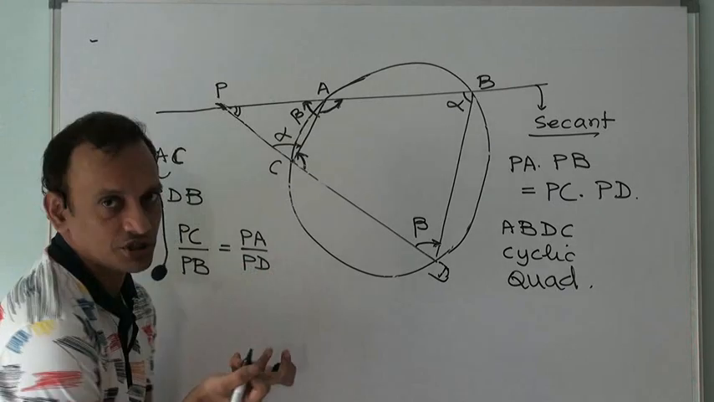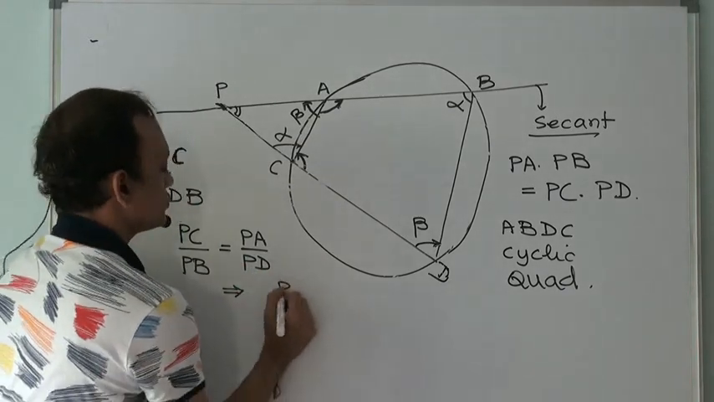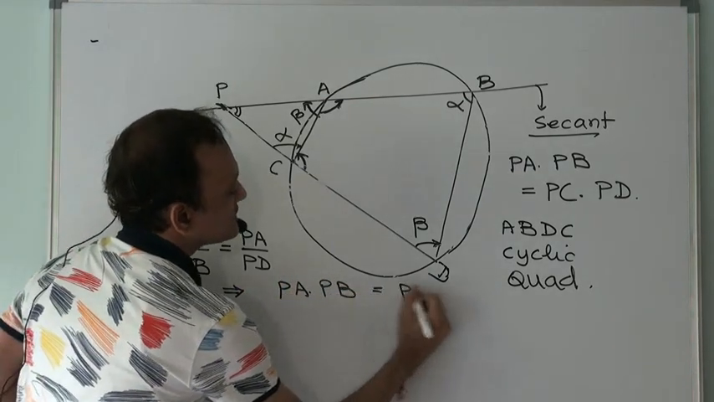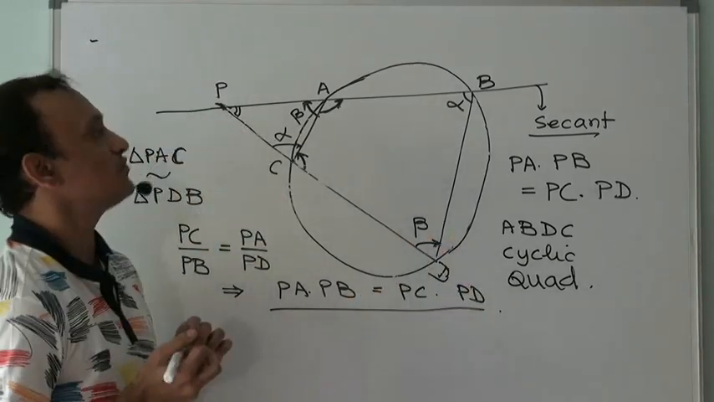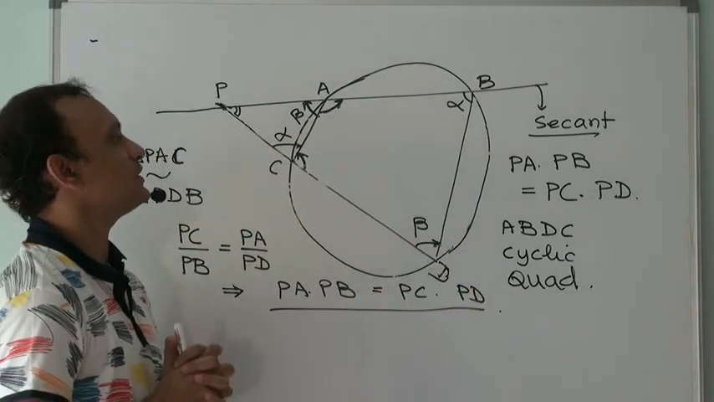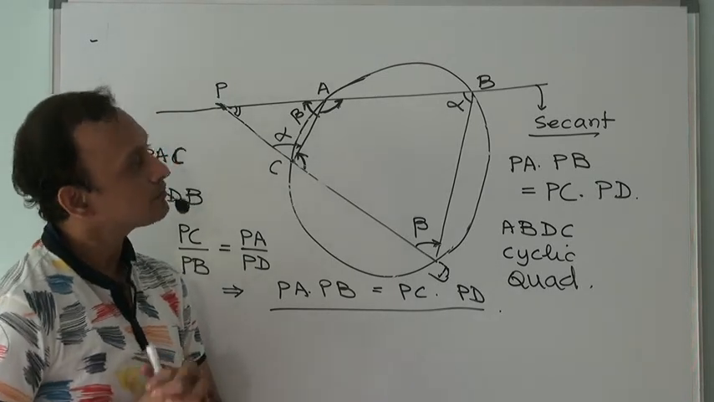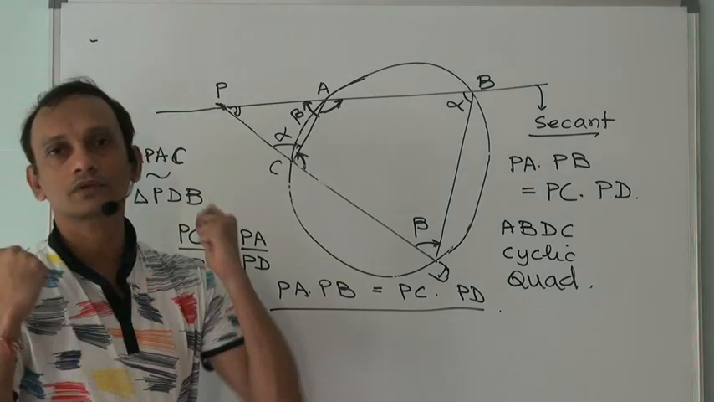And then all that you need to do is to cross multiply. You get PA into PB is PC into PD. PA into PB is PC into PD, which is a property very commonly used and a very effective property. I must tell you that when we solve problems, we are going to use this property time and again.